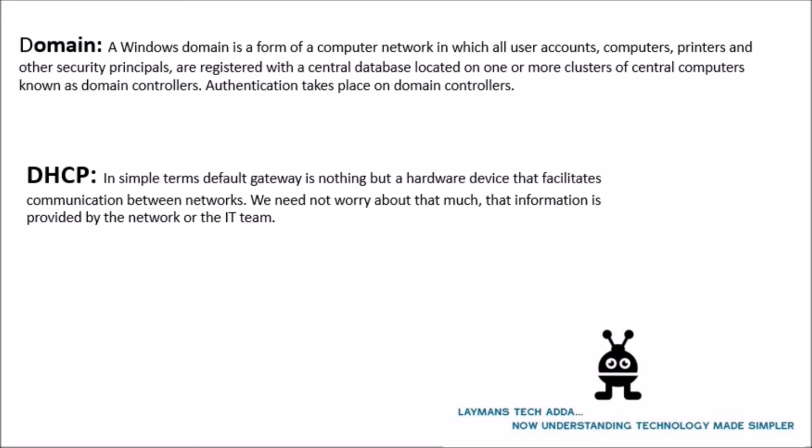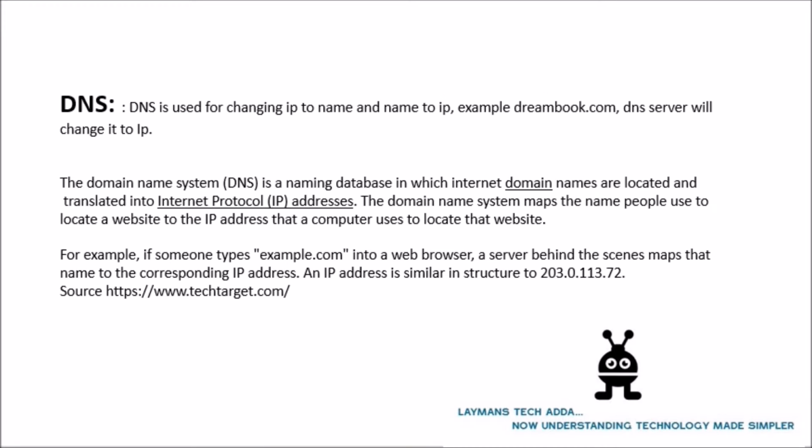And default gateway, in simple terms, is nothing but a hardware device that facilitates communication between networks. We need not worry about that information, as this information is provided by the network team or the local IT team. And DNS is used for changing IP to name and name to IP. Example, for dreambook.com, the DNS server will change it to IP.